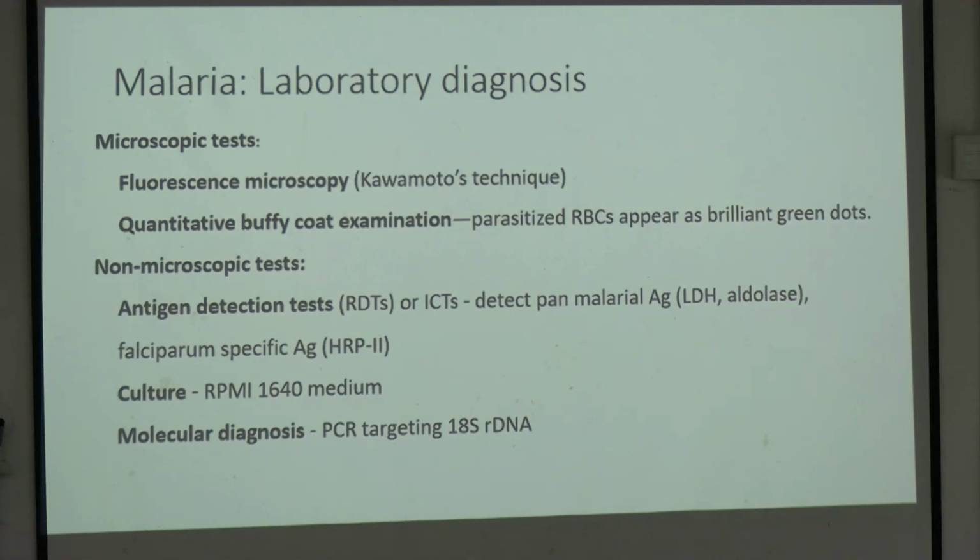Other tests that can be done are fluorescent testing for the parasite in the blood or quantitative buffy coat. Or we can go for malarial parasite antigen detection or rapid diagnostic testing, where we either look for LDH or aldolase, which is seen for all Plasmodium, or we can look for the histidine rich protein type 2 detection of falciparum. Culture and molecular diagnosis can also be done.